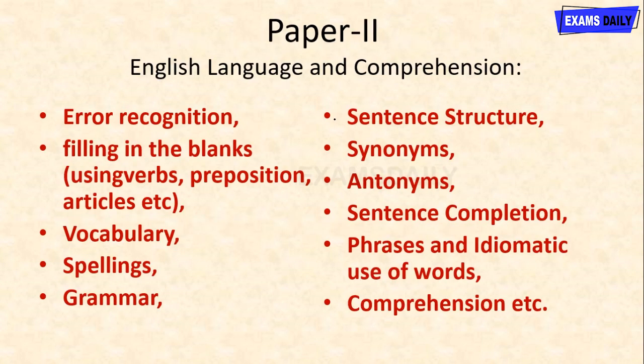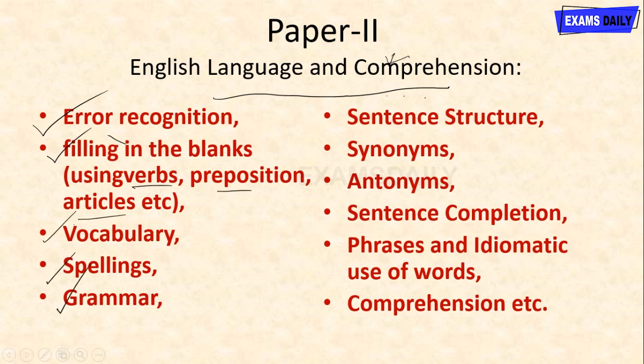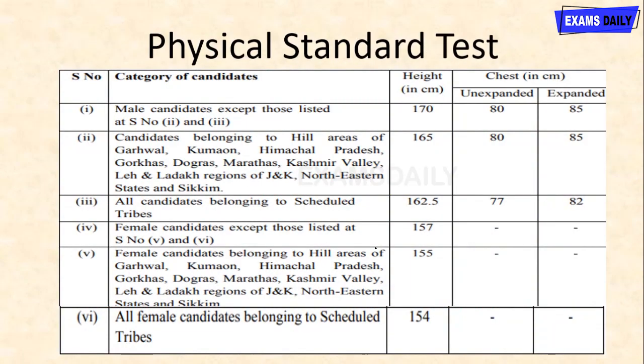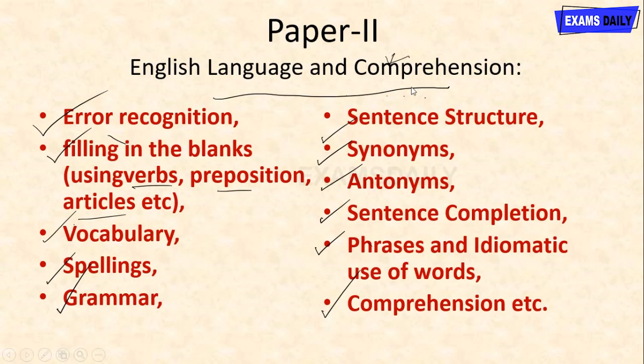And then paper 2 comprises English language and comprehension, and these are the topics that come under paper 2. In paper 2 only you are going to write this English language and comprehension paper. At first it is error recognition, fill in the blanks using verbs, prepositions and articles, and then vocabulary, spellings, grammar, and then sentence structure, synonyms, antonyms, sentence completion, and then phrases and idiomatic use of words, and then comprehension. And these are the topics for English language and comprehension.